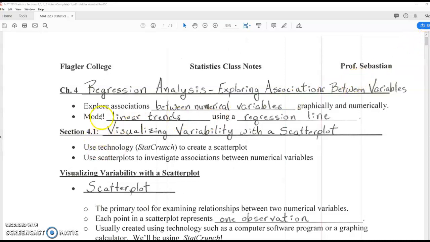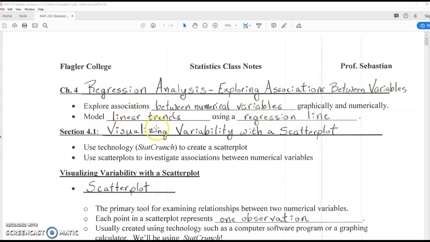So exploring associations between numerical variables, graphically and numerically. That's what we're going to be looking at as we talk about numerical variables. And what we're modeling is linear trends. So we're looking for something that's trending like a line, and I'll explain that in a little bit. And the line that we're going to develop is called the regression line.